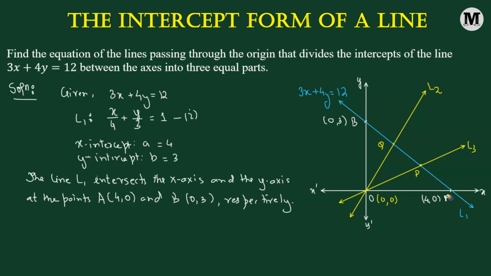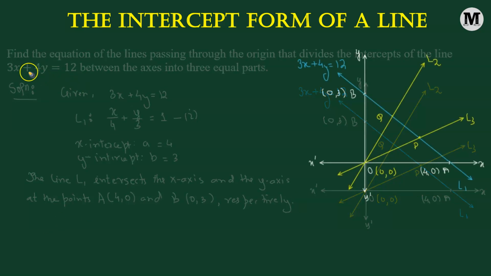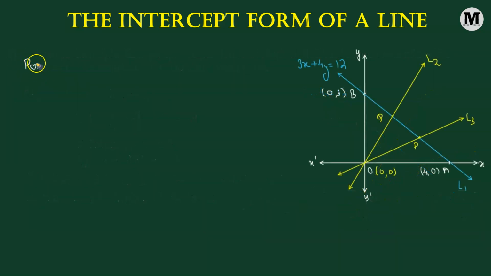Okay, so here let's try to understand this. It's given in the problem that the 2 points P and Q trisect the line segment AB. In other words, here we have AP equals to PQ. This is going to be equals to QB. Now, using this information, we need to determine the equation of the two lines L2 and L3.